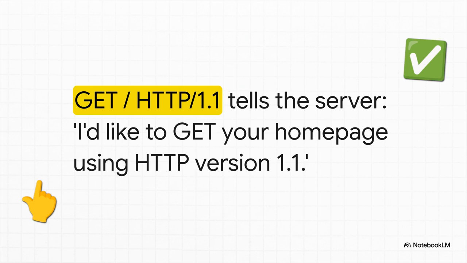This first line, this is the headline. It's the most critical part of the whole message. It starts with GET, which is the action word, the verb. It tells the server, I want to retrieve something. The little slash just means you want the main homepage. And HTTP/1.1 is just the version of the language we're using. So in plain English, this whole line is just saying, hey there, can I please get your main homepage?